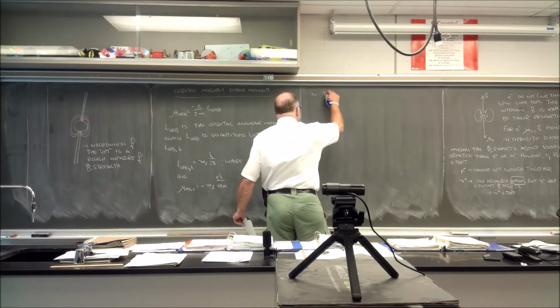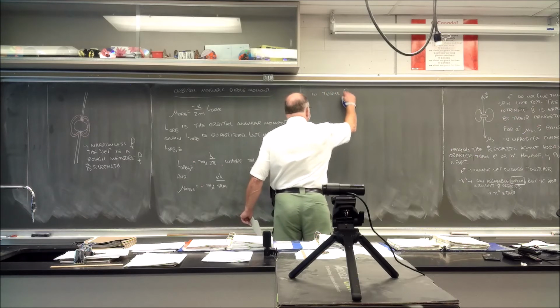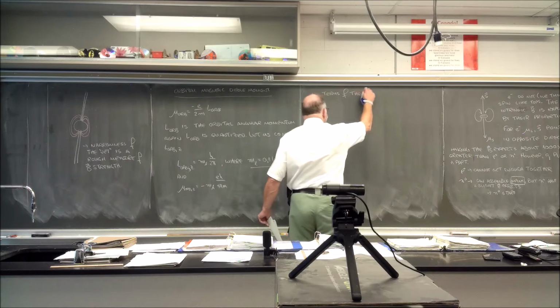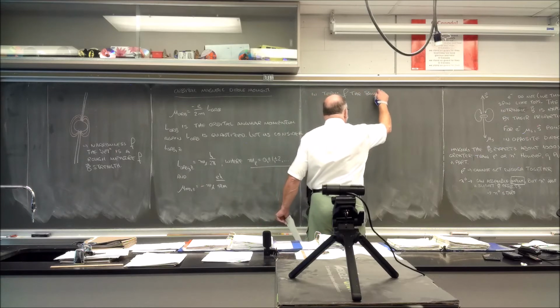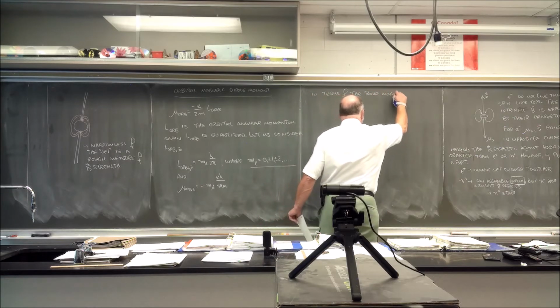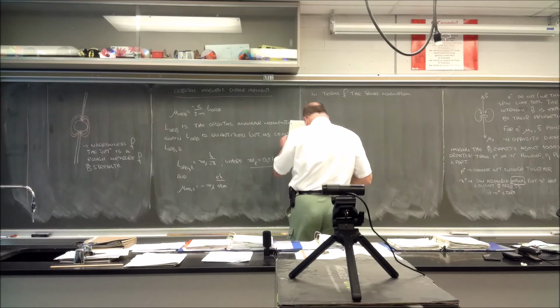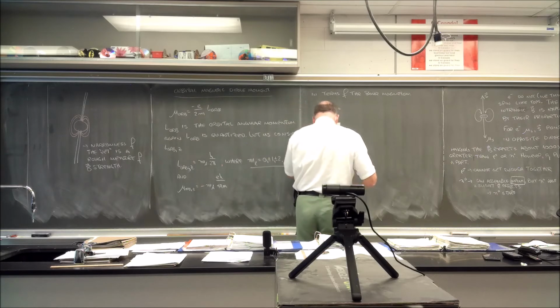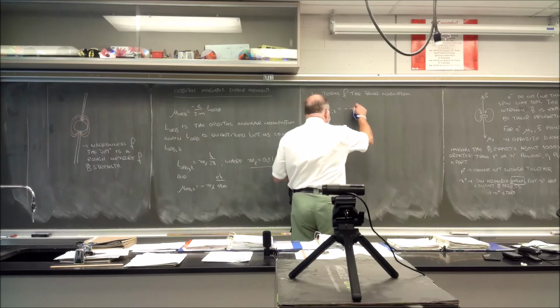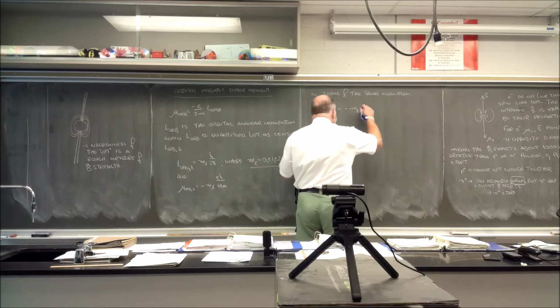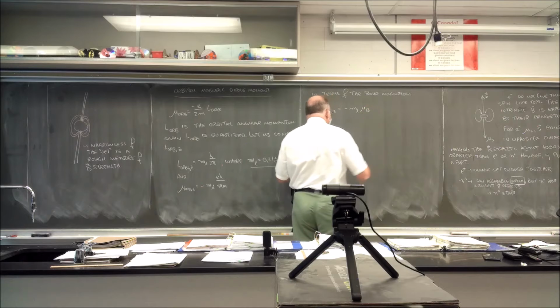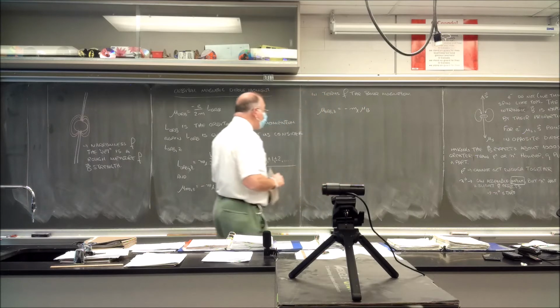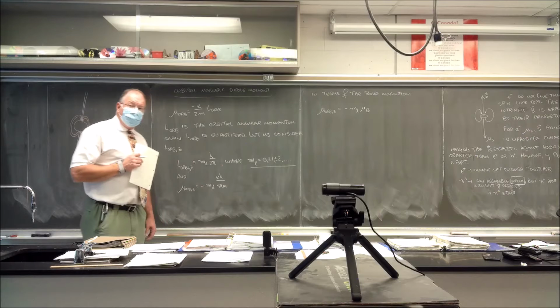In terms of the Bohr magneton, we have mu orb comma z equals minus m sub L mu B. So it's going to be the quantum number times the Bohr magneton.